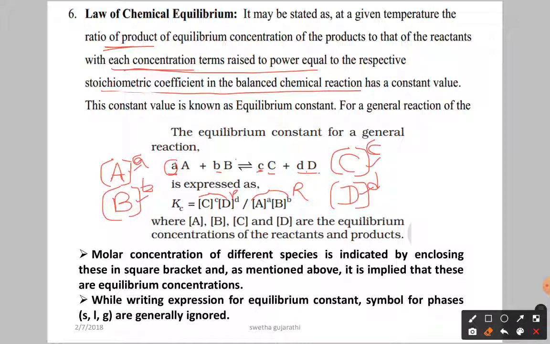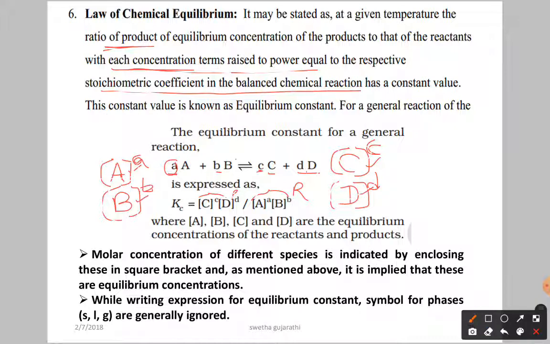Again, the definition: at a given temperature, we take the ratio of the product of equilibrium concentrations of the products to that of the reactants. The product means C multiplied by D, and the reactants A multiplied by B. Each concentration term, of A, B, C and D, is raised to a power equal to the stoichiometric coefficient in the balanced chemical reaction, and this has a constant value. This constant value we are calling as a what?